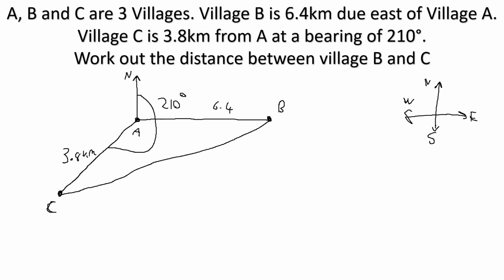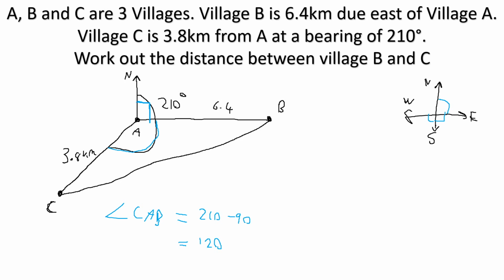Well, first thing we need to do is know what angle this is. What is the angle CAB going to be? Angle CAB is just going to be this big angle minus this angle here. And because this is perpendicular, it's just going to be 90 degrees. So it's 210 minus 90, which is simply equal to 120. Lucky numbers.